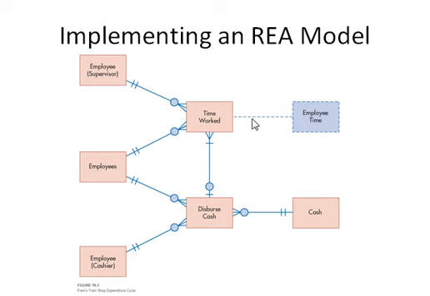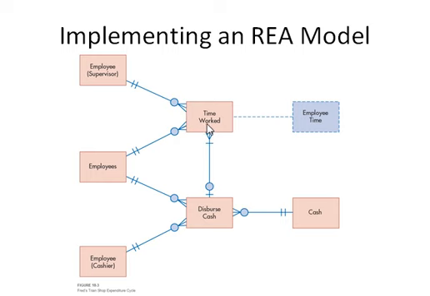Now once we have the tables, we can identify the primary keys and possible foreign keys for these tables. For the employee table, we need for sure the employee number. We don't need any foreign keys for those tables. And for the time worked table, we're going to have the timesheet number for sure as the primary key.